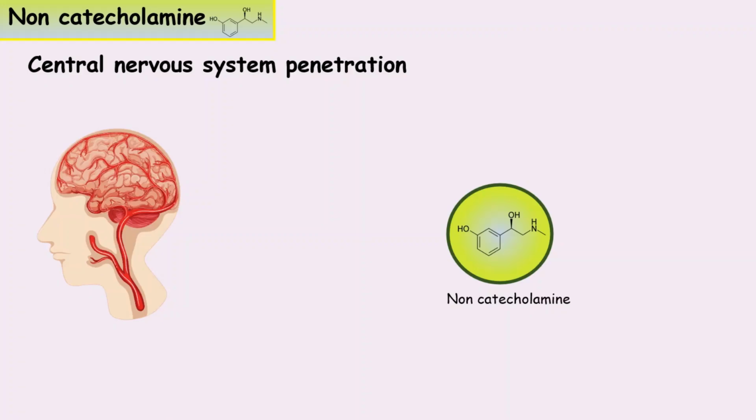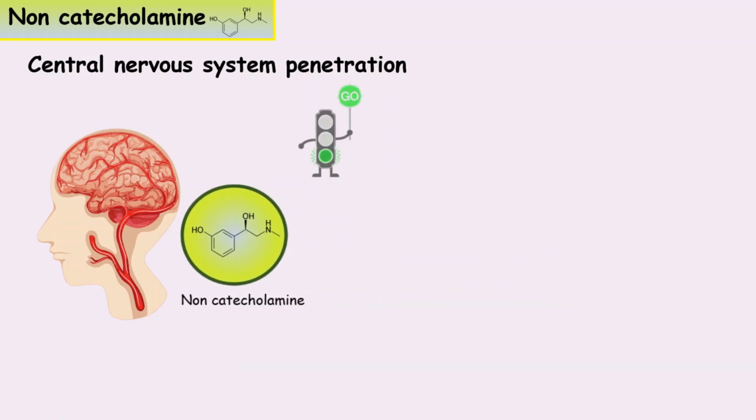In affinity property, they have moderate to poor affinity for adrenoceptors. In central nervous system penetration, non-catecholamines can cross the blood-brain barrier and are found in high concentrations in the brain and cerebrospinal fluid. Thus, they can produce a significant effect on the central nervous system. And about duration, they have a moderate to longer half-life. Things to note: catecholamines are only direct acting while non-catecholamines are direct acting, indirect acting, or mixed acting.